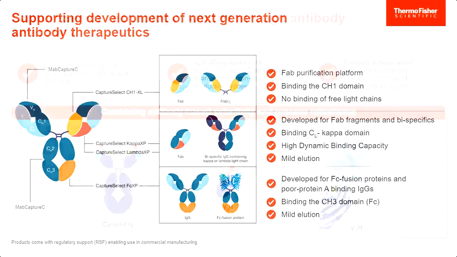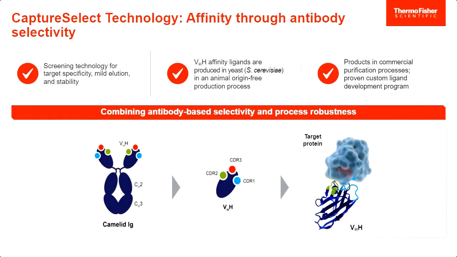Our Capture Select resins are based on camelid VHH fragments that are screened initially for their specificity to a target molecule, the stability of the ligand, as well as mild elution profiles. They're produced recombinantly in yeast, making our Capture Select ligands a really good option for using in a scalable process development. And this is really for all stages of development and manufacturing.